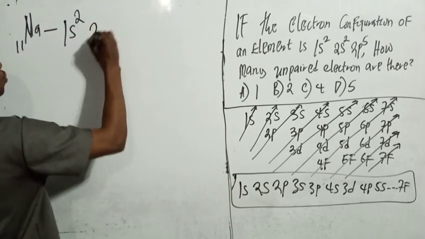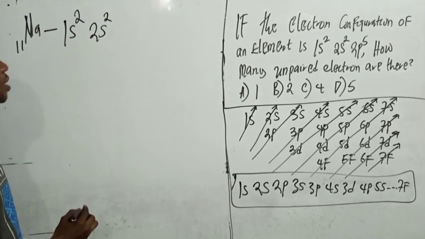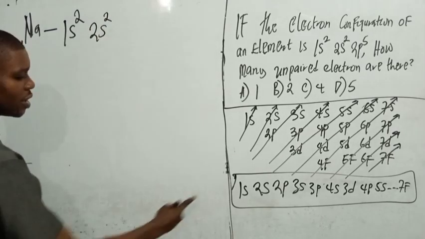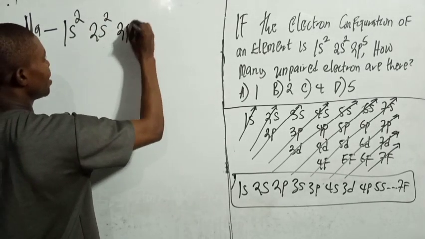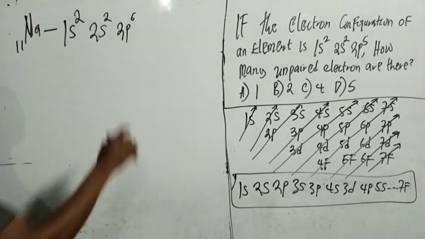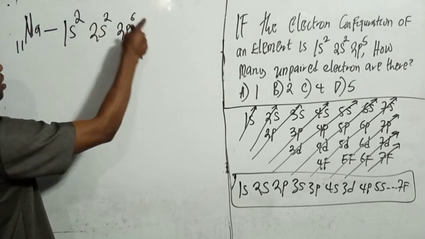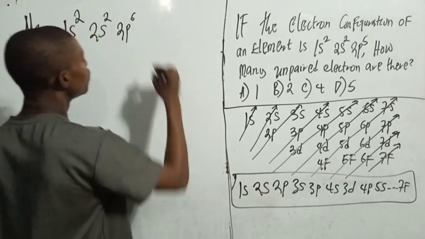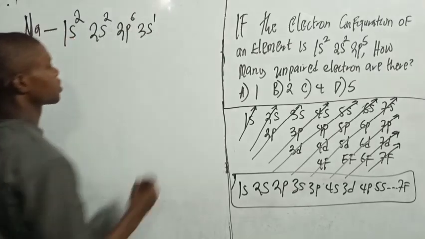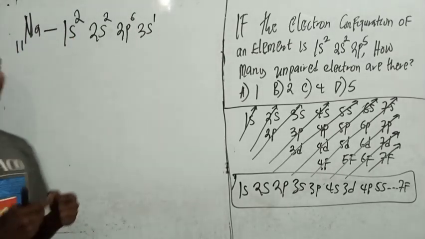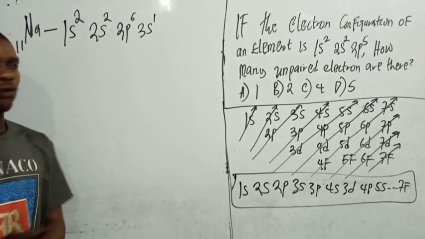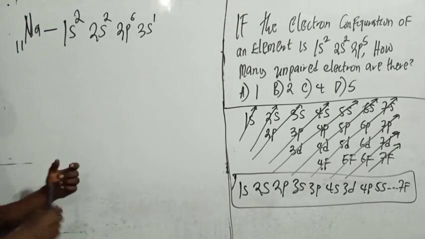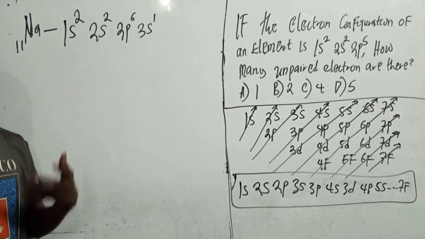Here we have 2s2. It's okay. Now, add the electrons I've used so far, right? I still have 7. Next one is what? 2p6. Now, when I count it here, 2 plus 2 plus 6, you give me what? 10. How many will be left? 1. So move to the next one. 3s1. So this is my electronic configuration for the element sodium, which has 11 as the atomic number or proton number.